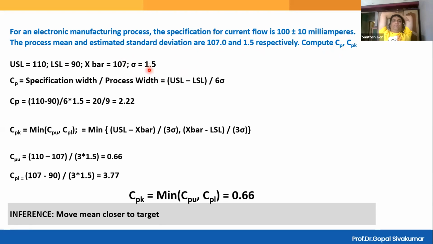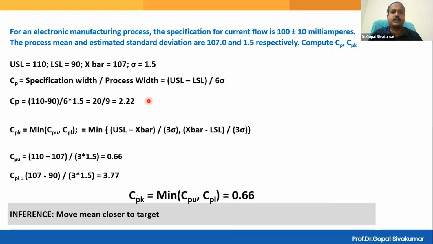Process deviation means 1.5. Now, formula: Cp equals specification width by process width, otherwise USL minus LSL by 6 sigma. You know all the values: USL, LSL, 6 sigma. Cp equals 2.22. Does it mean my process is capable? Yes? You are wrong.